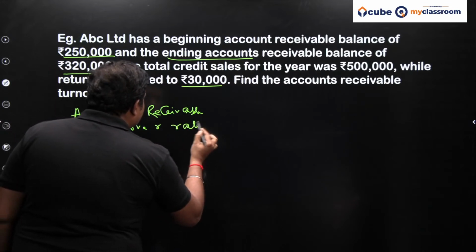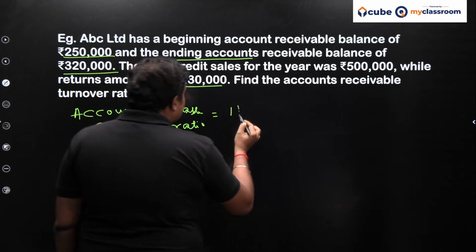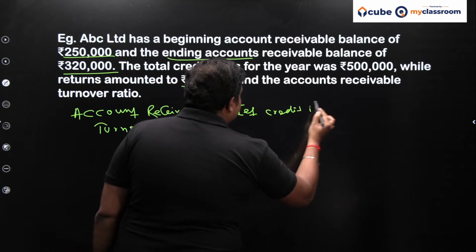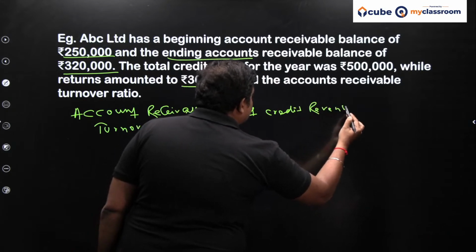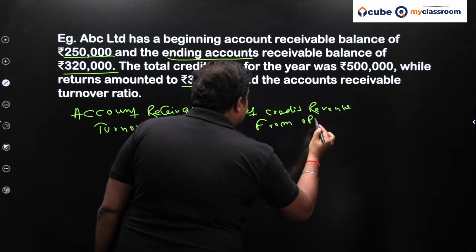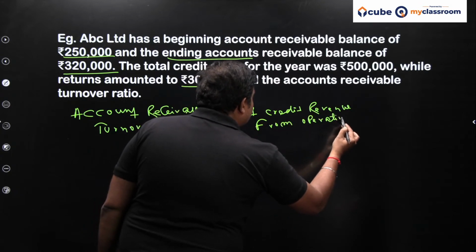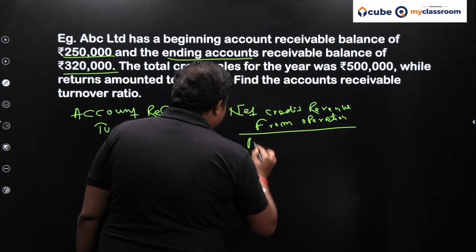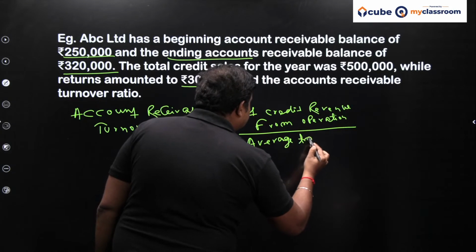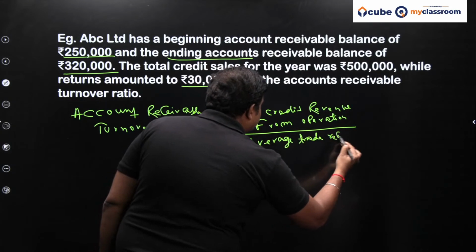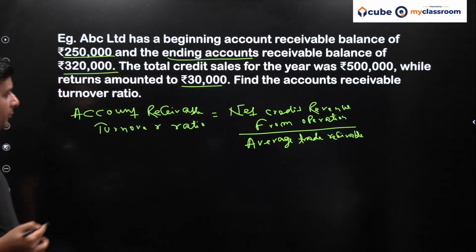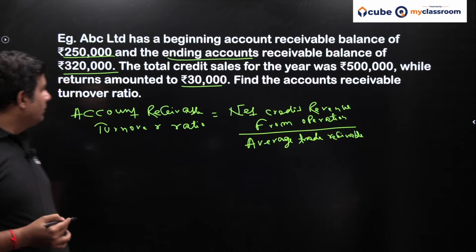Turnover ratio. So the formula is net credit revenue from operation upon average trade receivable. Net credit revenue from operation upon average trade receivable, right?